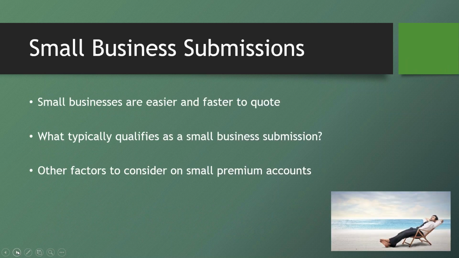So let's talk about small business submissions. I gave you an example of one. In general, the smaller submissions are easier and faster to quote. Why? Less information is required. There's usually fewer class codes. As you can see, there was only one class code in this because there's not enough employees to start to move into less exposure class codes that could be added. There's generally no supplemental apps required.